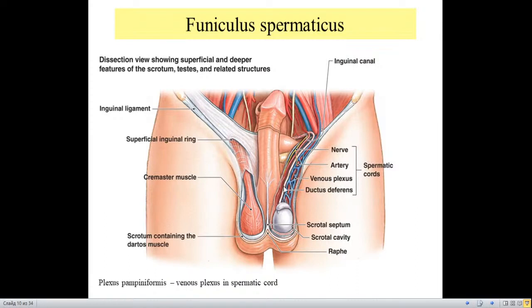And besides that, all the structures are covered by coverings, shells of the spermatic cord, which correspond to the tunics of the scrotum. They are similar to the scrotum, besides skin.